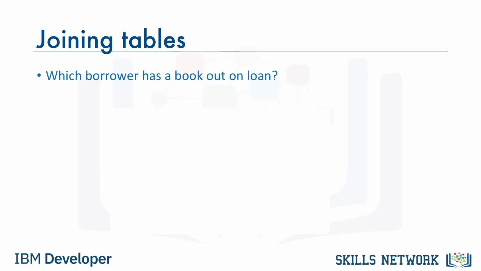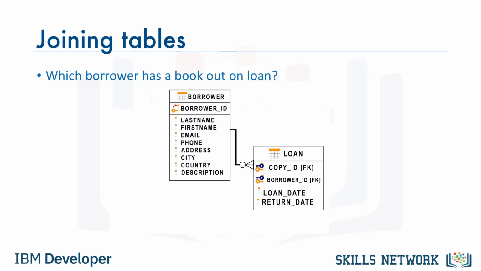So if you wanted to know which borrower has a book out on loan, you need to gather data from the borrower and loan tables. You will need the borrower ID from both tables.